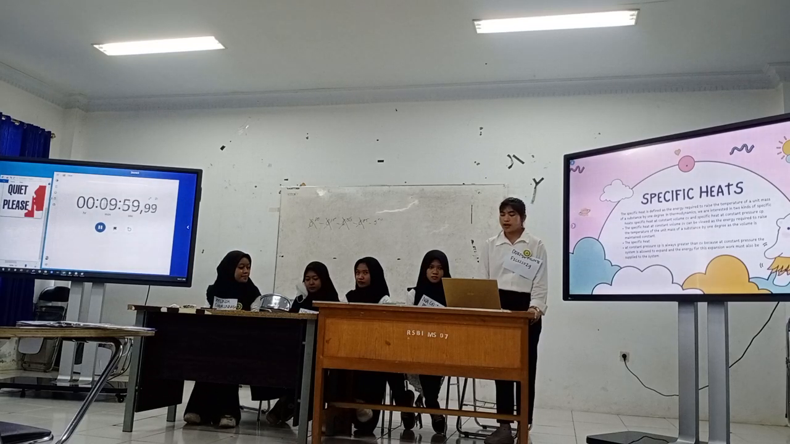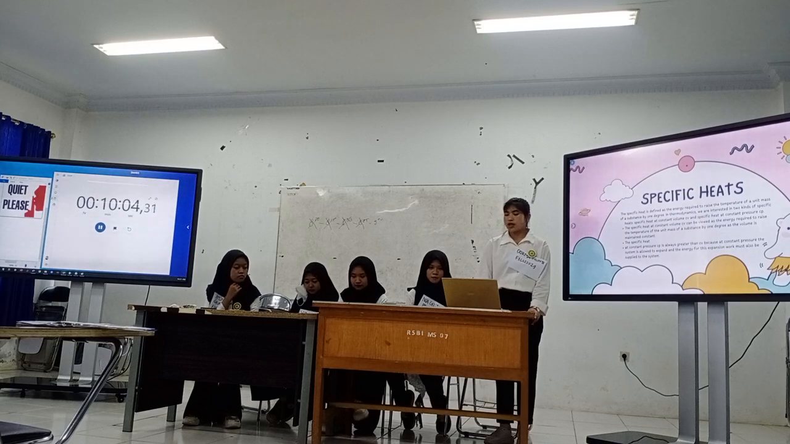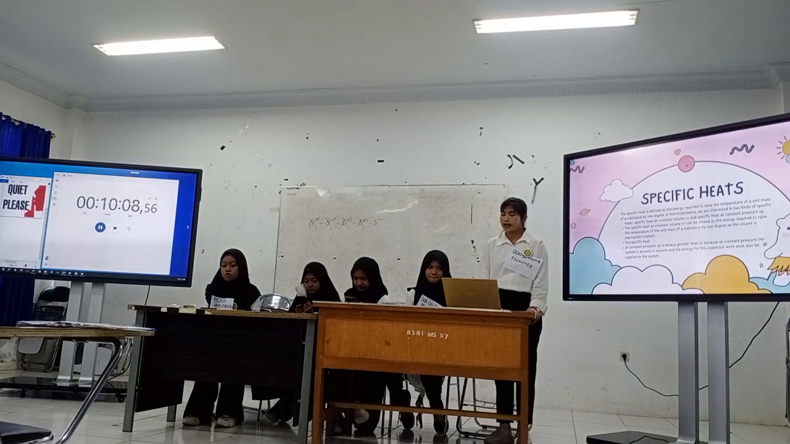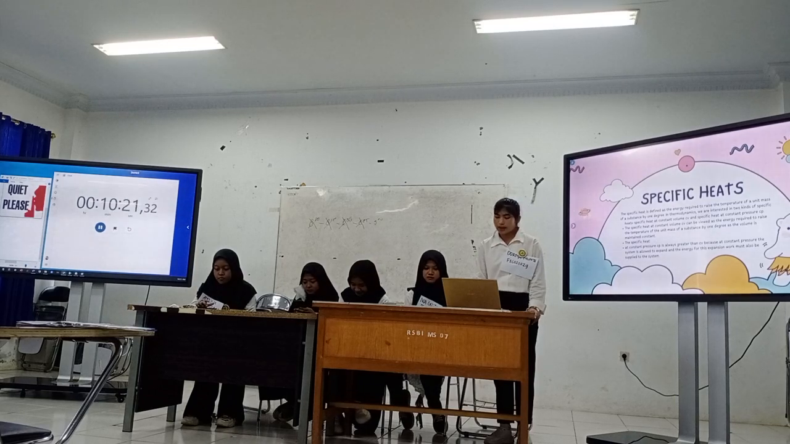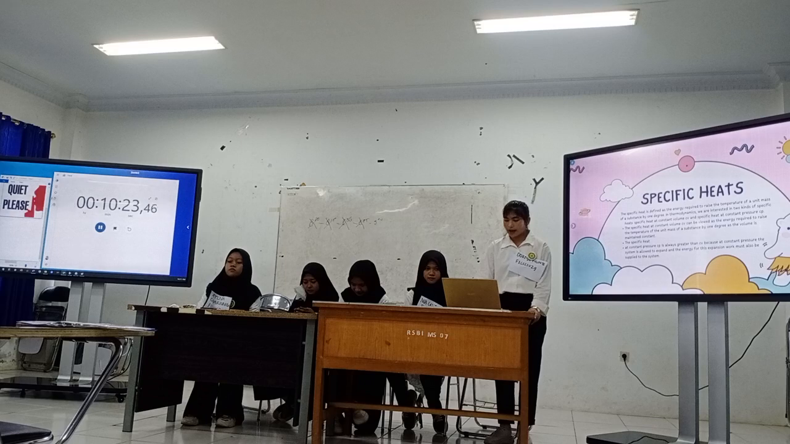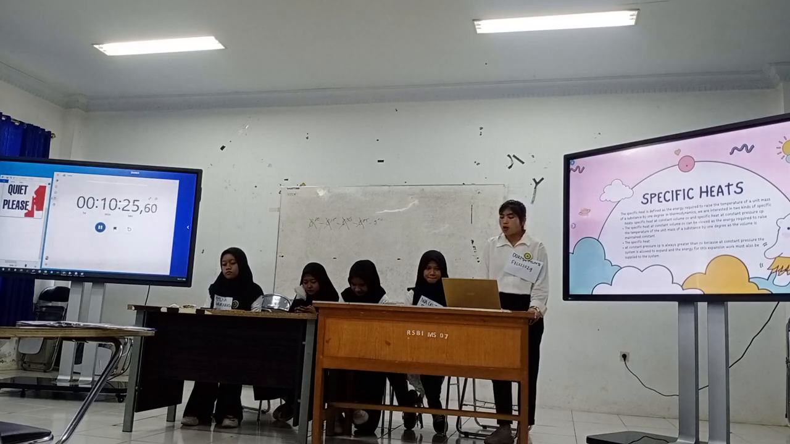The specific heat at constant volume Cv can be viewed as the energy required to raise the temperature of a unit mass of a substance by 1 degree as the volume is maintained constant. The specific heat at constant pressure Cp is always greater than Cv because at constant pressure the system is allowed to expand and the energy for this expansion work must also be supplied to the system.